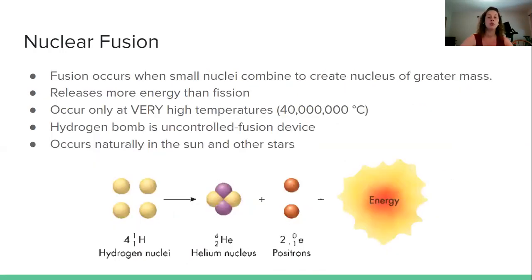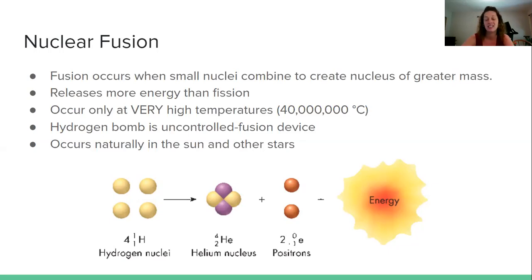The other example is nuclear fusion. If nuclear fission was the splitting apart of nuclei, nuclear fusion is the combining, or the making, of a bigger nucleus. So fusion occurs when 2 small nuclei combine to create a nucleus that has more mass. This will also release energy. It actually releases more energy than fission. And this occurs at very high temperatures.